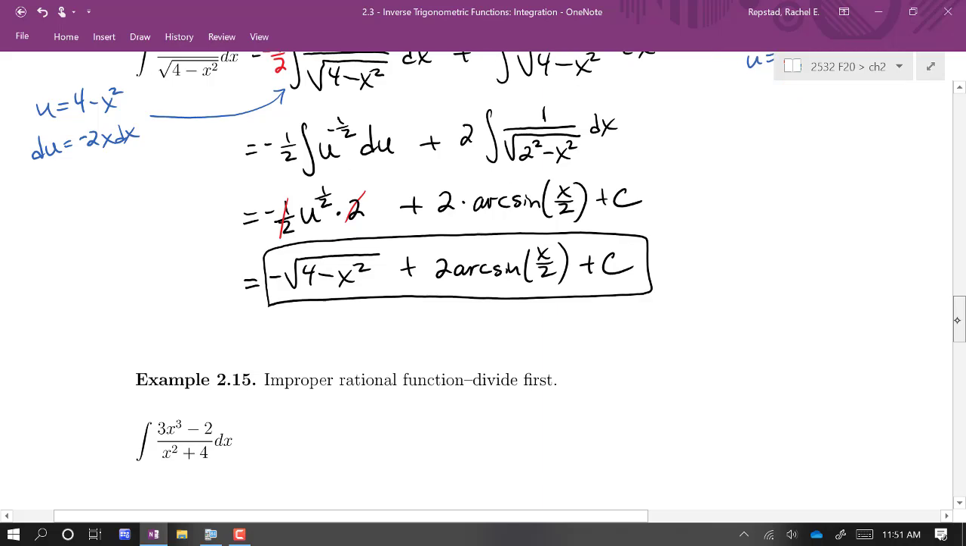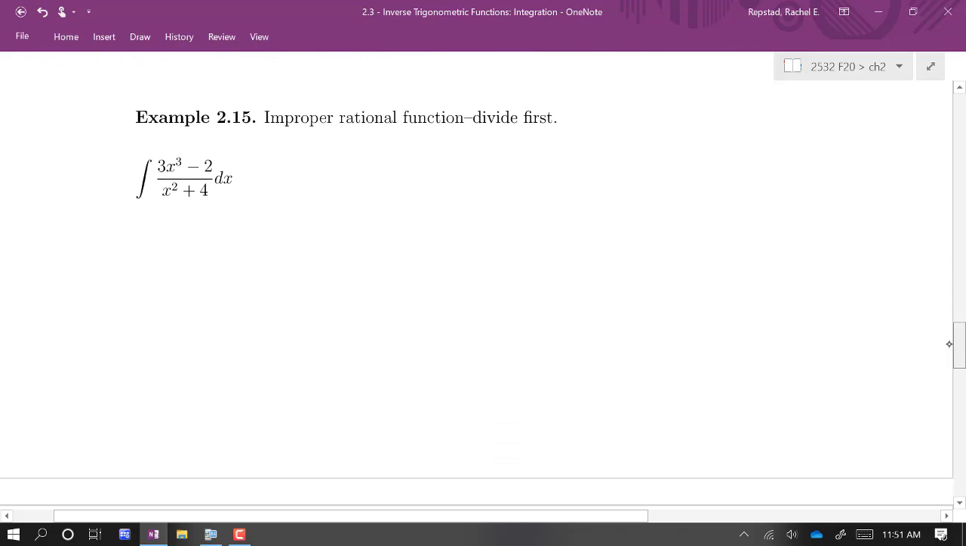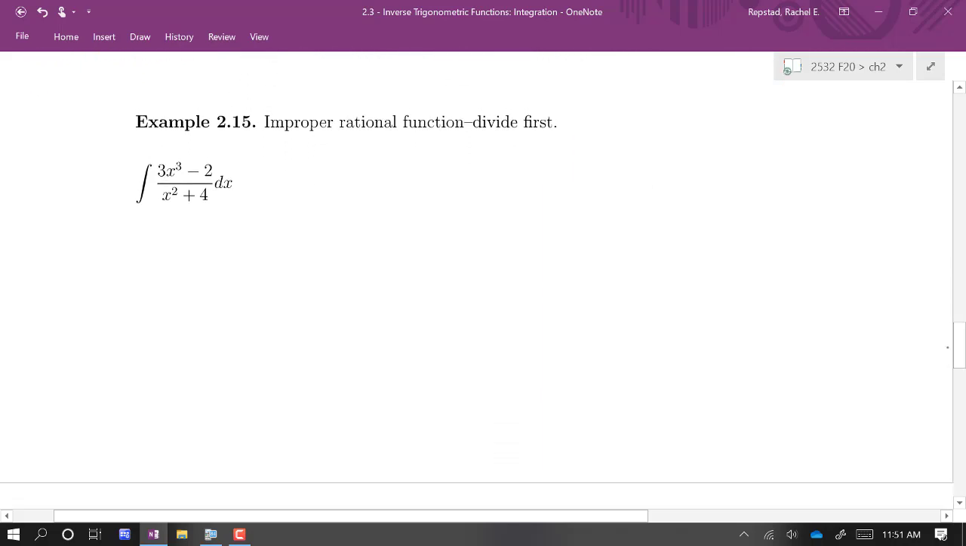Alright, for this next one, our last one in this section, the hint they give us is improper rational function, divide first. So looking at this fraction inside the integral, I've got a cube on top of a quadratic. It is an improper fraction. Anytime we're dividing and the degree of the polynomial up top is greater than or equal to the degree on the bottom, we think of that as an improper fraction. And so we're going to just do the division first.